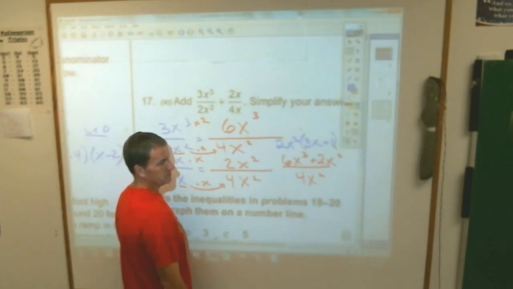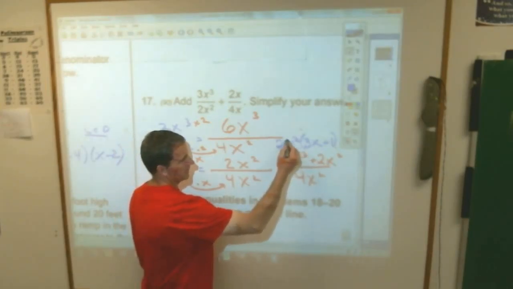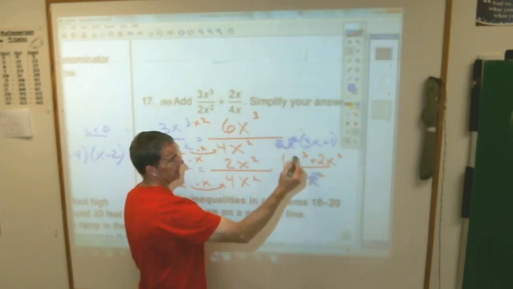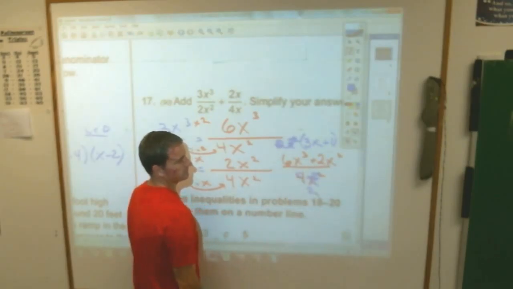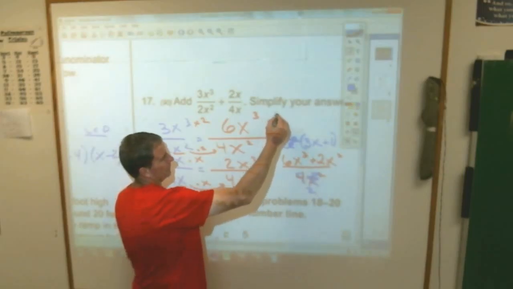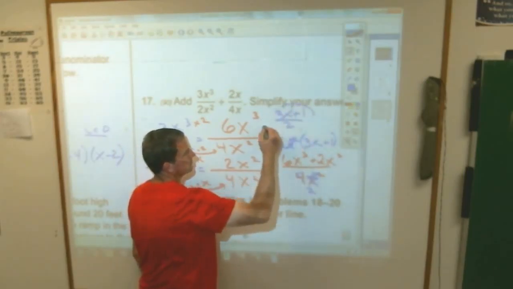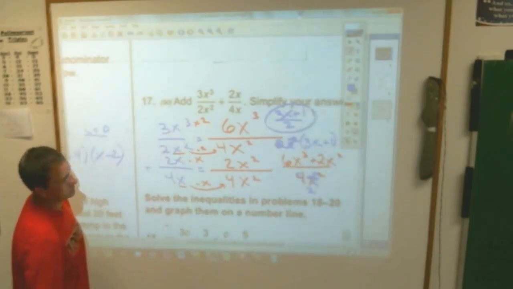And then guess what happens? These are all factors, so you can cross off the x squareds. Oh, and the 2 goes into 4 twice. So you're left with 3x plus 1 over that 2 when you factor it all out.